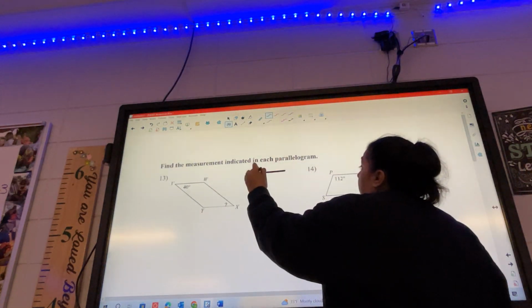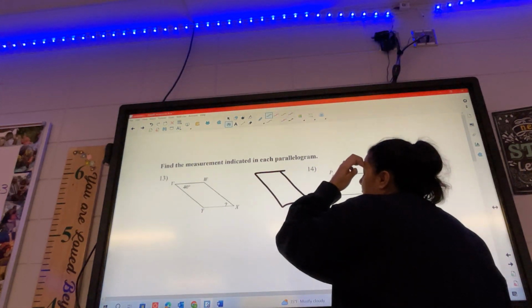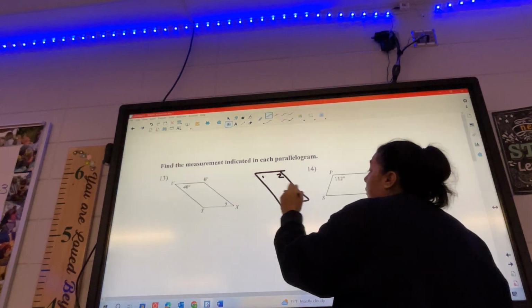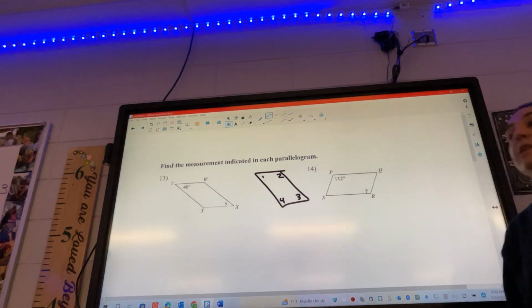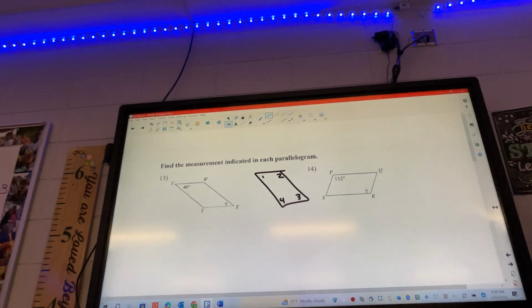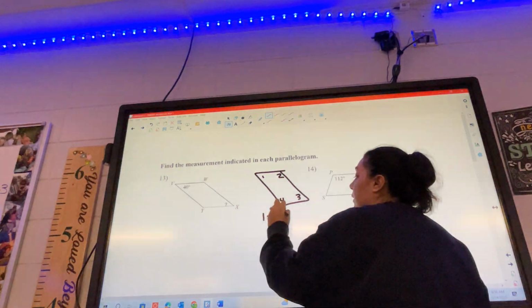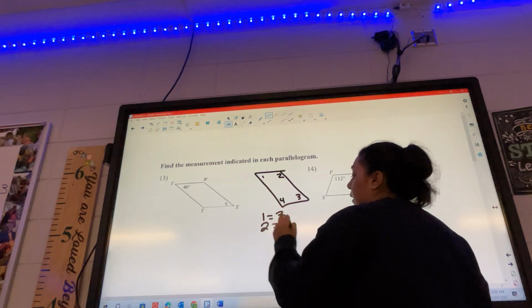Okay, so if we have a shape, and I'm just going to draw it over here, and we have angles 1, 2, 3, and 4. Which ones are the same? 1 and 3. 1 and 3 are equal, and 2 and 4 are equal.